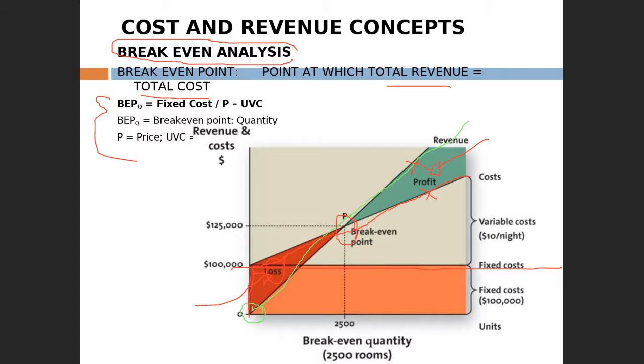Okay. So if you want to interpret the numbers, basically what we are saying is that when you rent out 2,500 rooms at, let's say, $50 per room, you basically are bringing in $125,000. And this also happens to be your total cost. This is where you're breaking even, right?